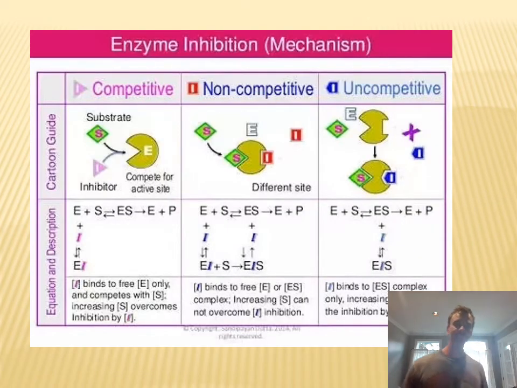To summarize these, you can see this chart here. A competitive inhibitor binds to the same site on the enzyme, so it binds to the free enzyme shown here. A non-competitive inhibitor can bind to either the enzyme or the enzyme substrate complex. The uncompetitive inhibitor can only bind to the enzyme substrate complex.